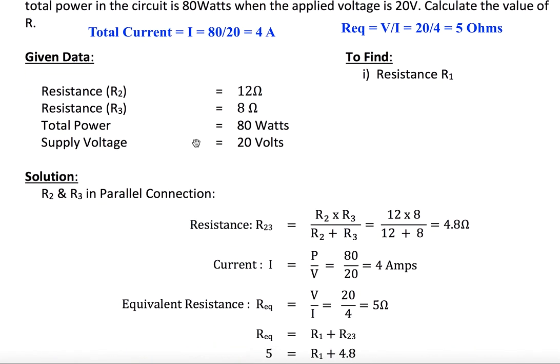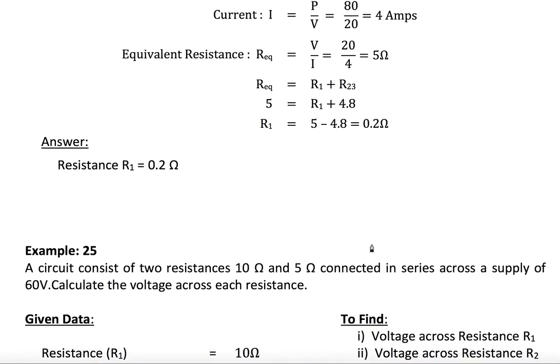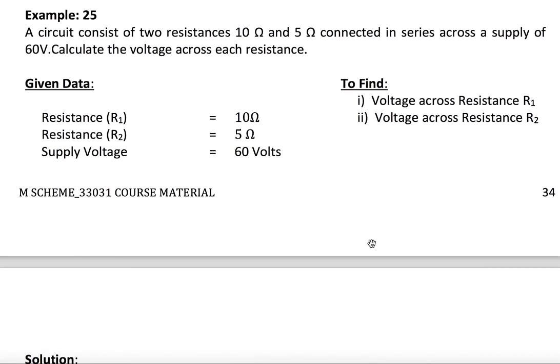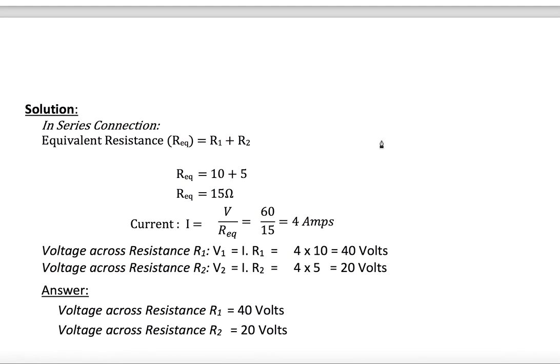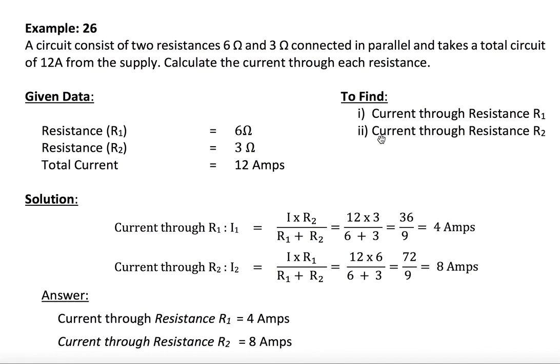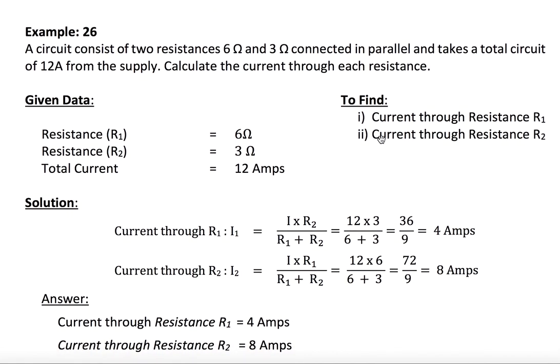Okay, 0.2 is the answer. A circuit consists of two resistors connected in series across a supply of 60 volts. Calculate the voltage across each resistance. 60 upon 15 is total current, that is 4 ampere. 4 into 10 here, 4 into 5 here, 40 volts here, 20 volts here. That is the answer. Okay, you need to work it out anyway. You need to write total working if you want marks.